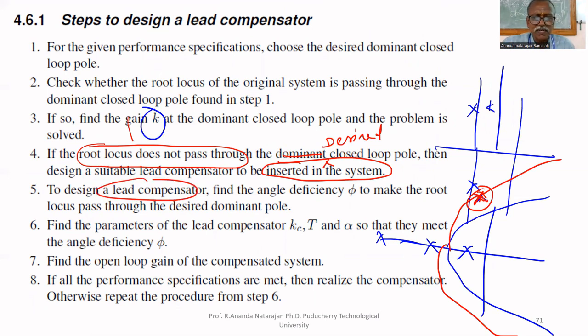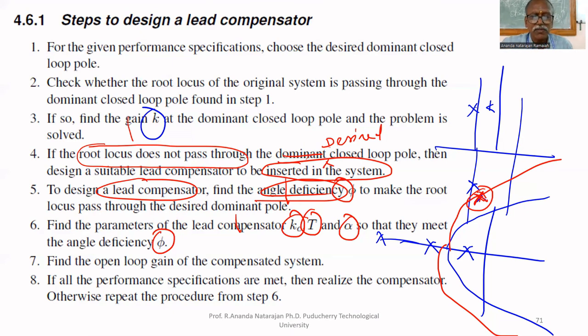Then how to find the lead compensator? Find the angle of deficiency, because a point will be on the root locus if it satisfies the angle criterion. So I am selecting one point. At that point, the root locus is not going. If it wants to go through that desired point, what is the deficiency of angle that we have to find? That is the angle deficiency phi we have to find to make the root locus pass through the desired location. Find the parameters of the lead compensator Kc, T and alpha so that it meets the angle deficiency. So the subsystem gives that additional angle. Original system angle plus subsystem angle, if you add, it will be an odd multiple of 180 degrees. So that the root locus will be modified.